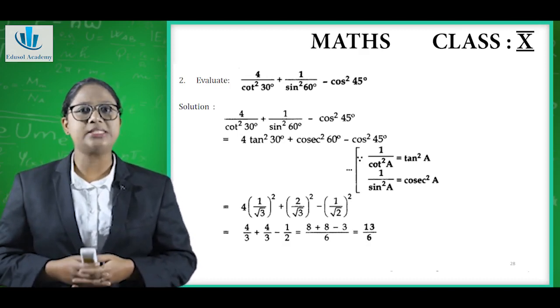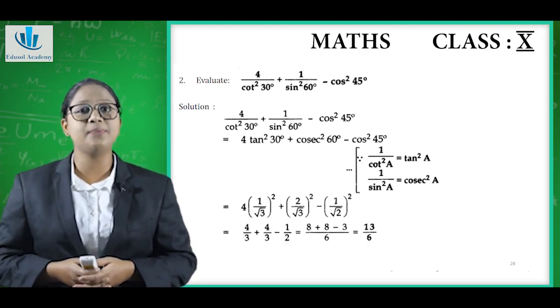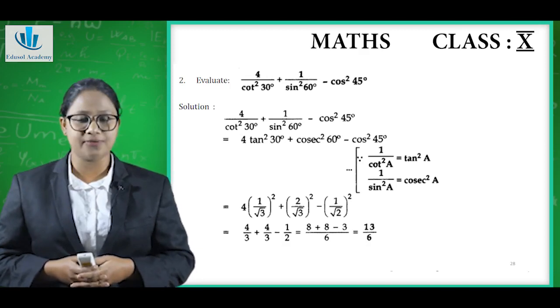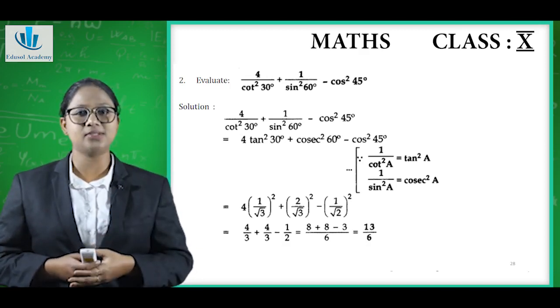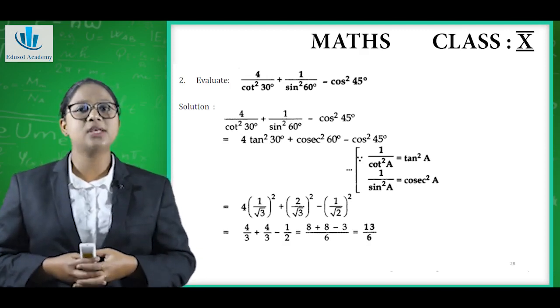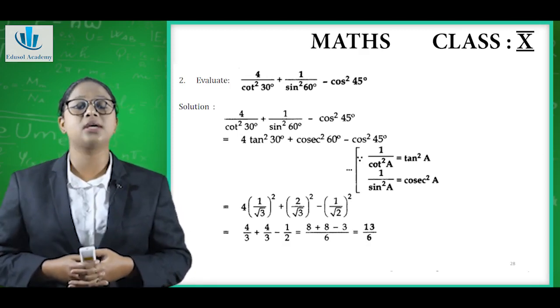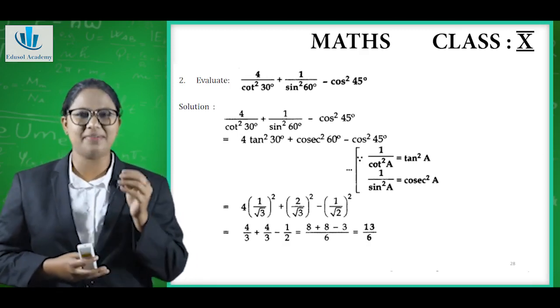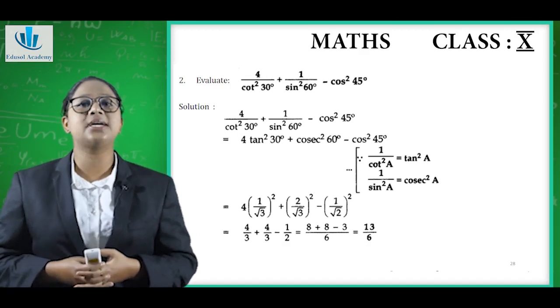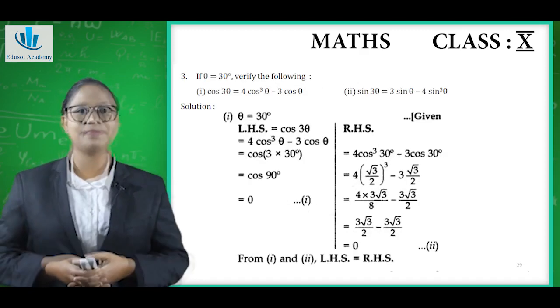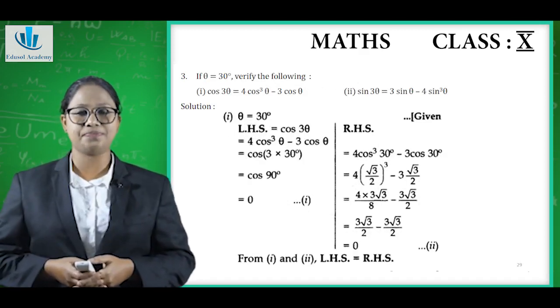All you have to do is substitute the values of cos 30, sine 60 and cos 45, and square them. So putting in the values, we can simplify them and get the final value as 13/6. Moving on to the next question.